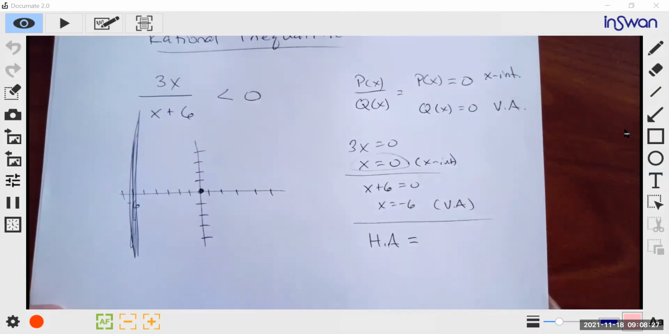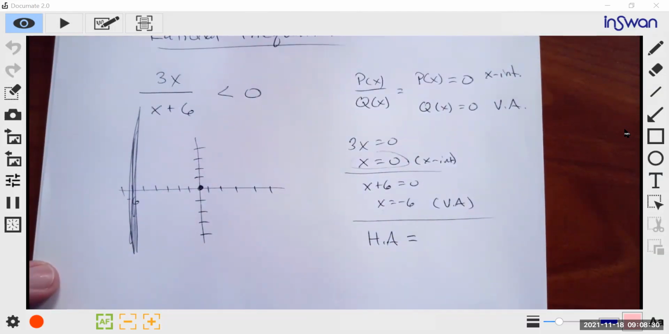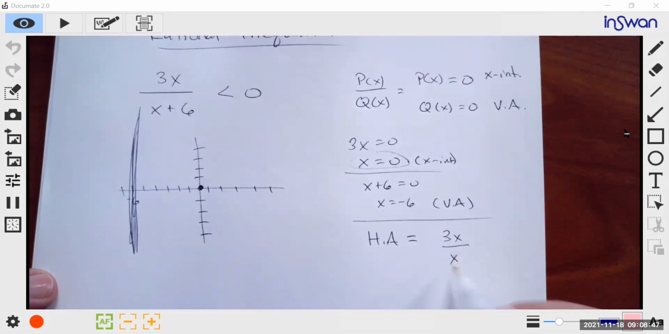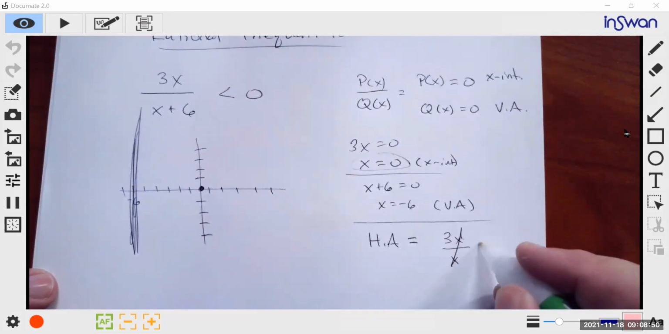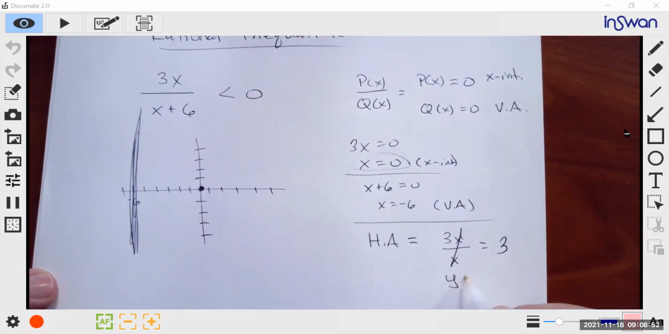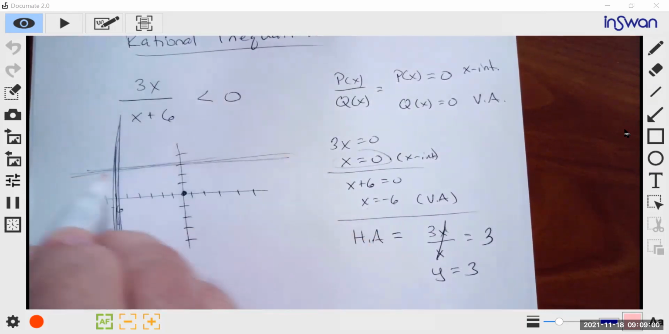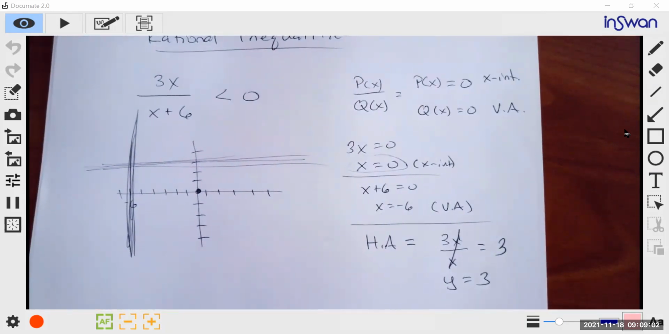We have to graph it. So what's our horizontal asymptote? On the top, our leading term is 3x. On the bottom, it's x. So it's the line y equals 3. So that's my horizontal asymptote.